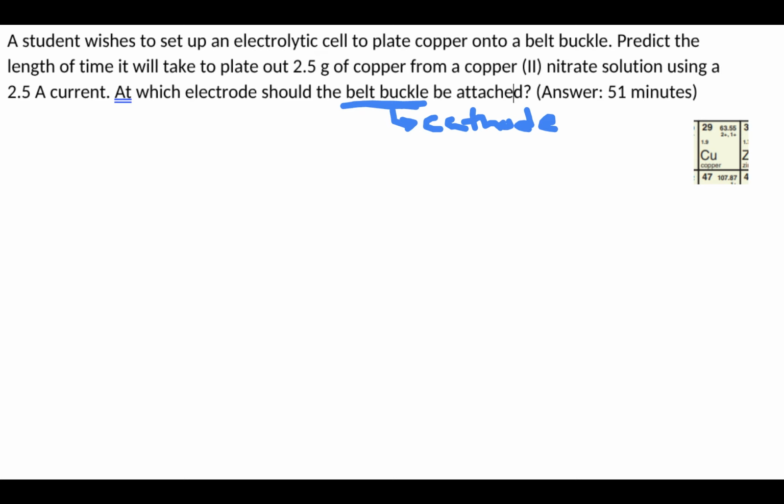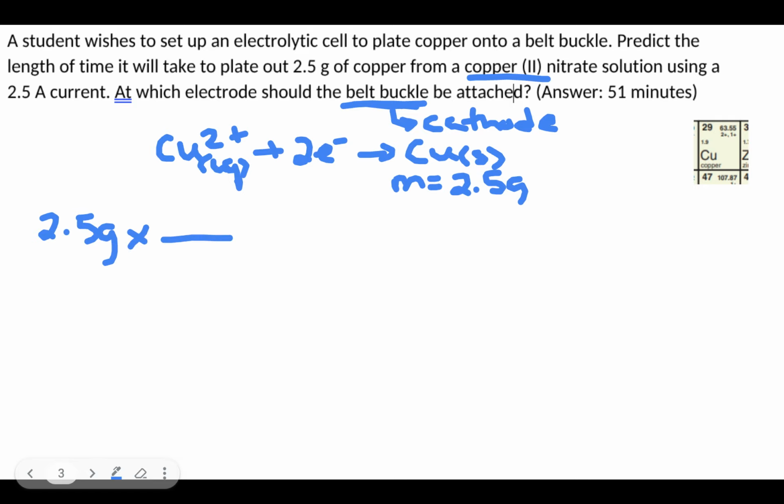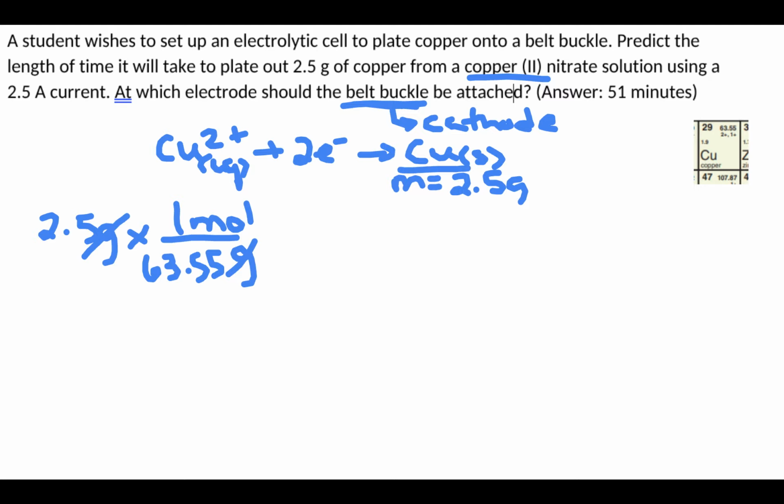Now, if copper is the one that's being plated and it's coming from copper 2 nitrate, you can look up the half reaction for copper 2 positive to turn into copper solid. Now, this is in your data booklet. If you can't figure it out, you just have to take a look at page 7. From here, what we have is mass of copper, 2.5 grams. So we can start with the mass of copper and multiply it by copper's molar mass, 63.55 grams per 1 mole. And that gets grams of copper to cancel, and now you're at moles of copper.